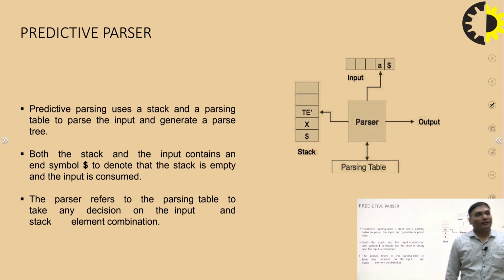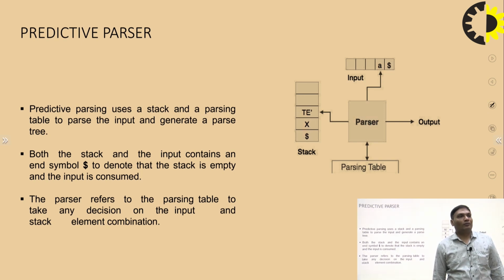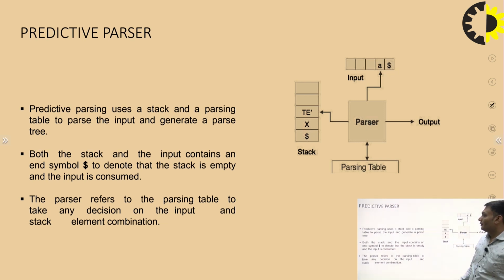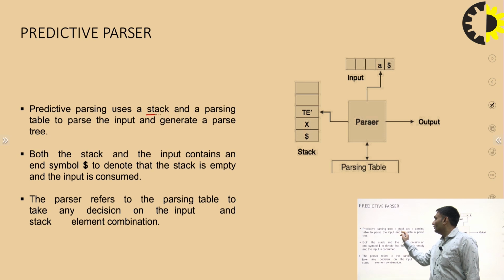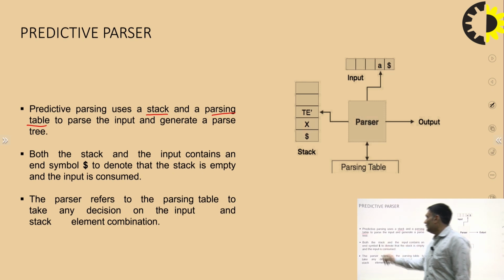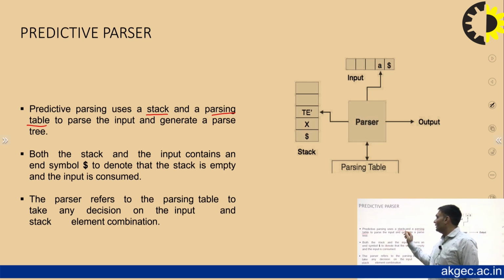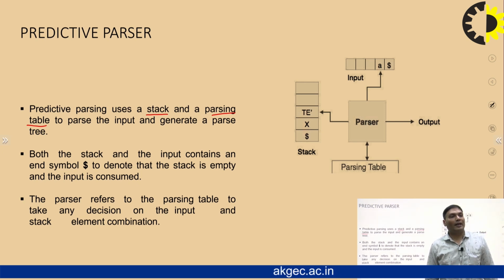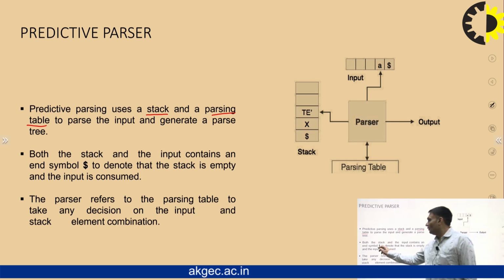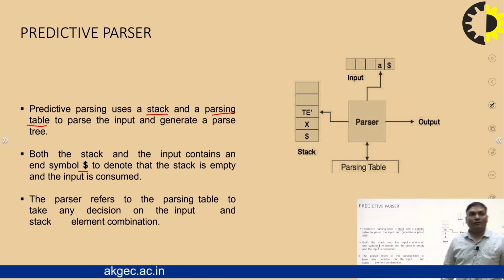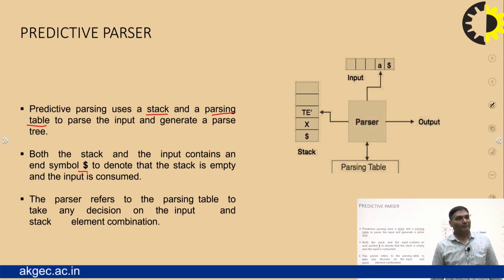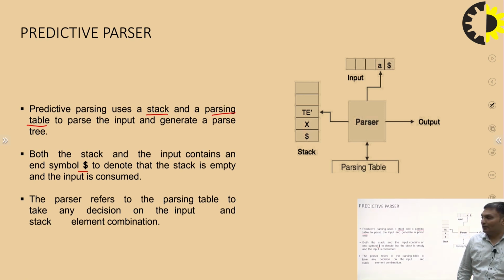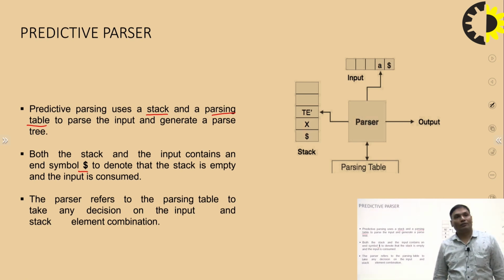The predictive parser uses the stack and the parsing table to parse the input and generate the parse tree. So, there are two important things. One is it uses the stack and it uses the parsing table. So, to generate the parse tree, we require a stack and a parsing table. Both the stack and the input contain an end symbol, that is dollar, that denotes the end of the stack, or you can say the stack is empty. The parser refers to the parsing table to decide which rule we have to apply.